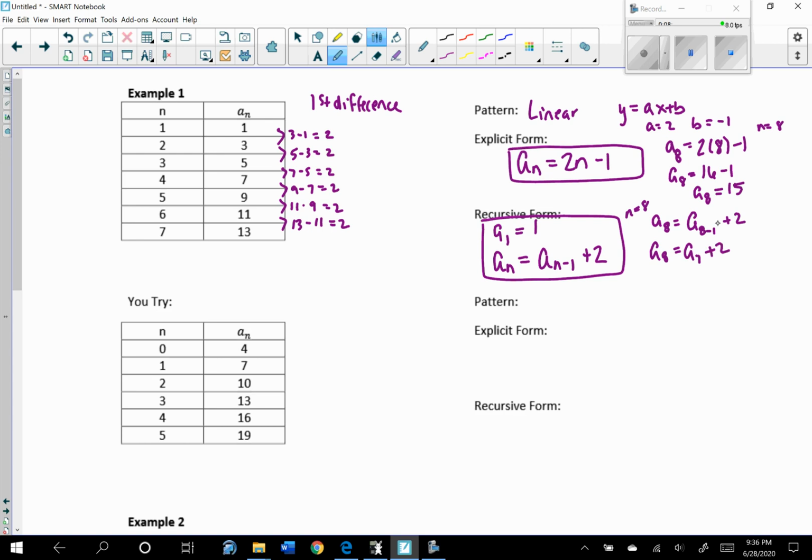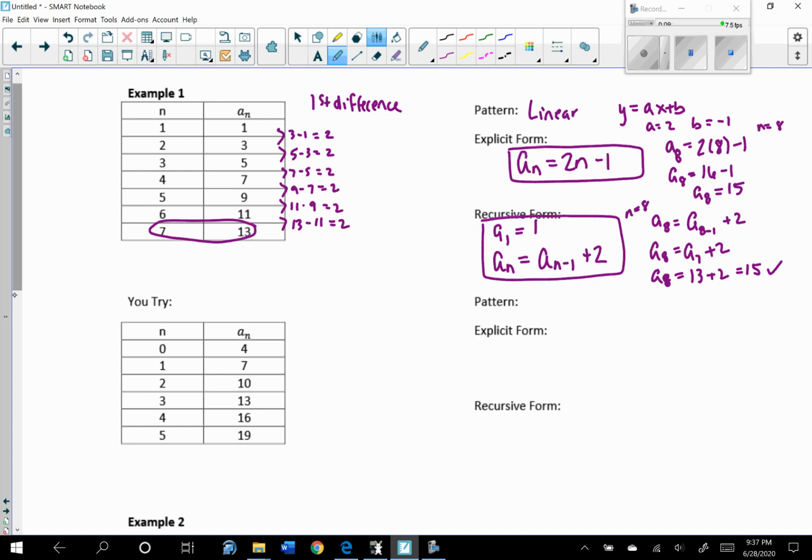Well, had we not already from the table had the seventh term, then we couldn't actually answer this equation until we had the seventh term. So that's why for this one, you have to know the previous term to get to the next term. So a sub 8 is equal to, well, what is the seventh term? You can see from your table, a sub 7 is 13 plus 2, and that equals 15, so that checks our work. But again, you would need to know the term that comes before it in order to get to that term, which is why it's called recursive.